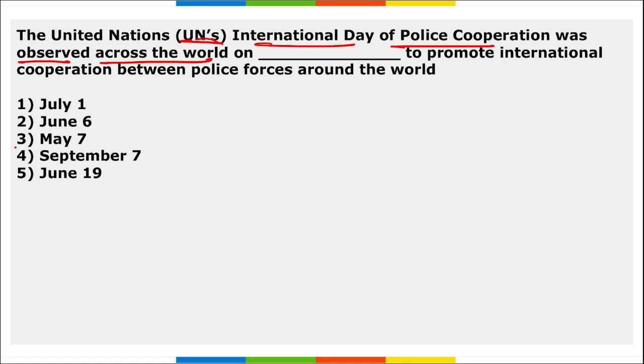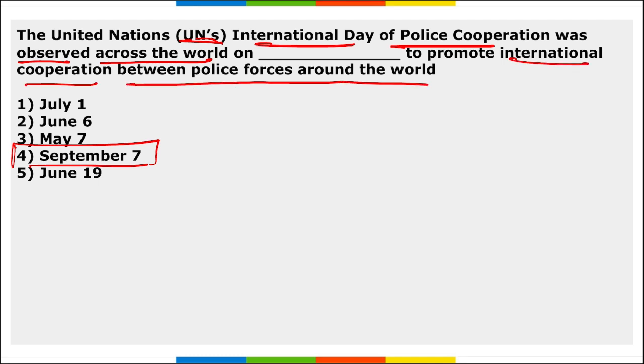Next, the UN International Day of Police Cooperation was observed across the world on which day? It was observed across the world on 7th of September, and it is to promote international cooperation between police forces around the world, right? And this year it marks the 2nd edition observance of this day. The theme for this day is police integrity, accountability and oversight.